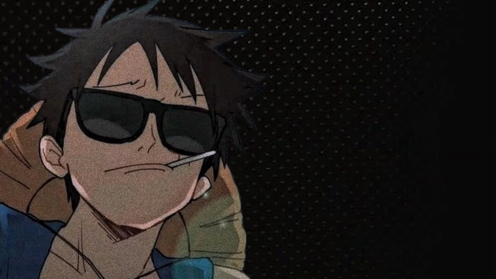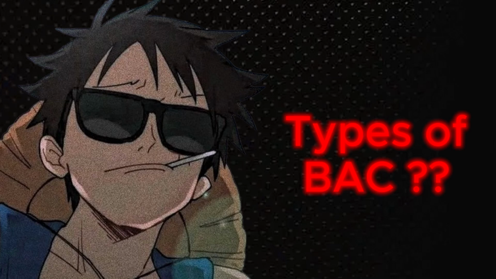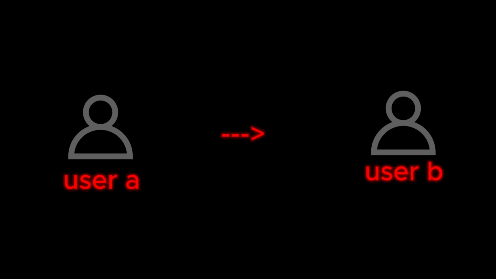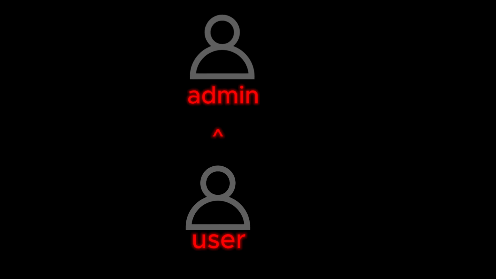Section 3. Types of broken access control. Let's break down every major category so you understand the full spectrum. 1. Horizontal privilege escalation. User A can access user B's resources. Example: a GET request to an invoice endpoint returning someone else's invoice. 2. Vertical privilege escalation. A normal user performs admin-only actions. Example: a normal user accessing an admin delete user endpoint.